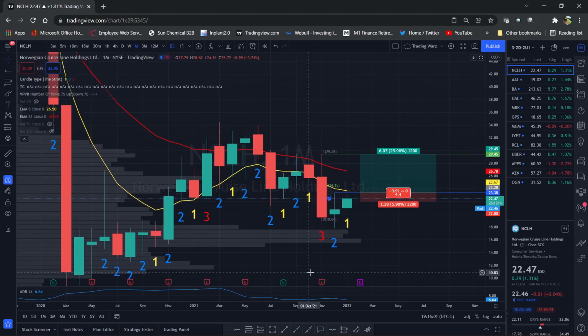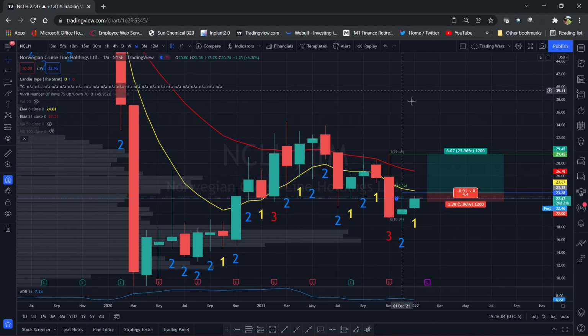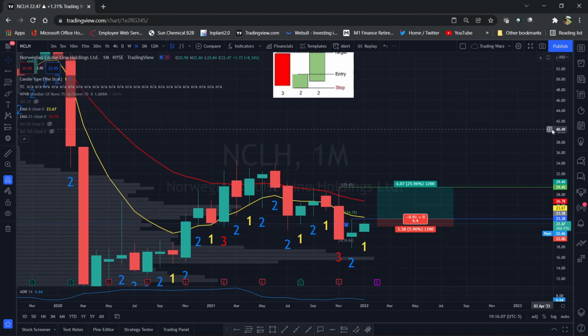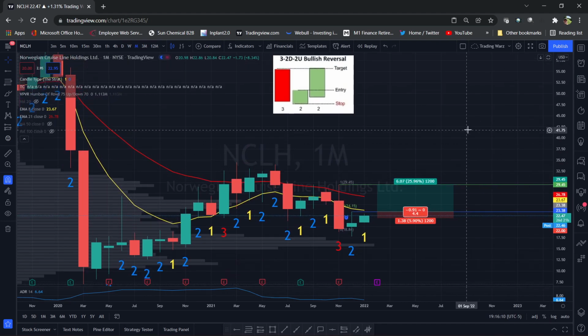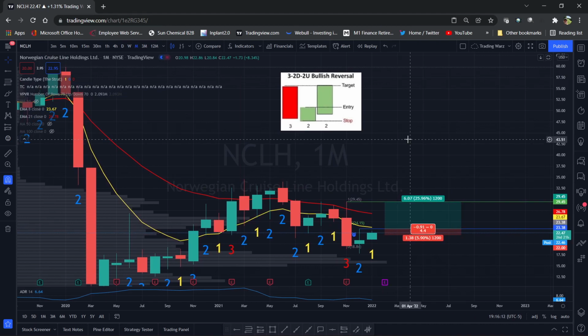Here we go. All right, guys. So this is an example of a 3-2-2 bullish reversal. But as you can see, it hasn't made the 2 yet. It's not actionable until it crosses this pivot here where I've got my entry set at 2338. So that is your actionable signal to enter this trade if you want to go long.